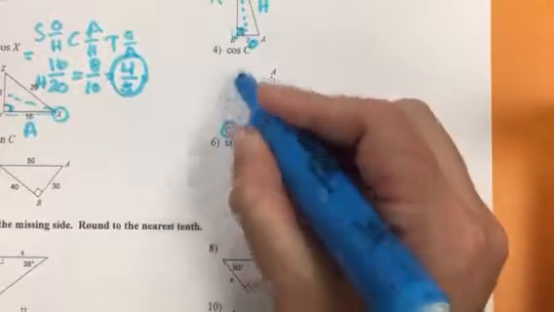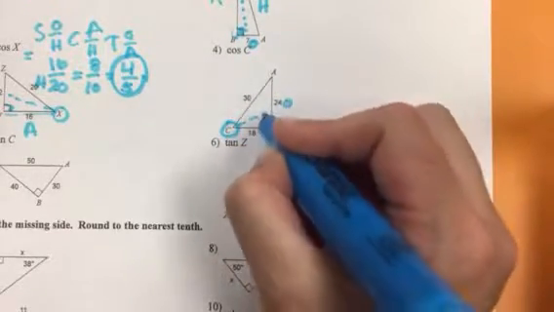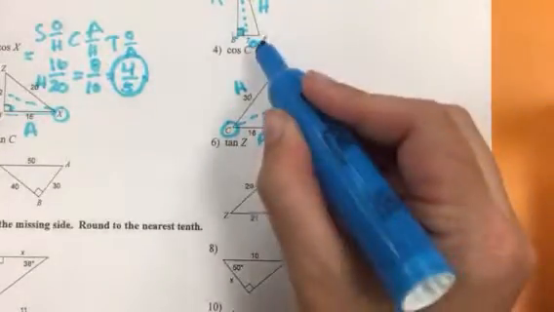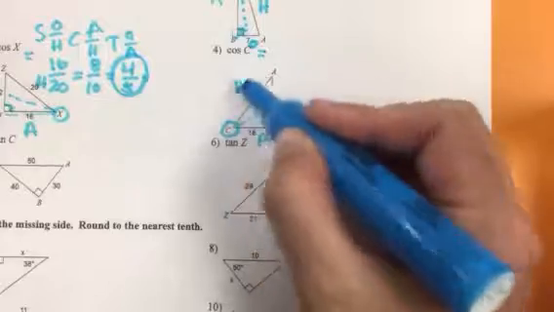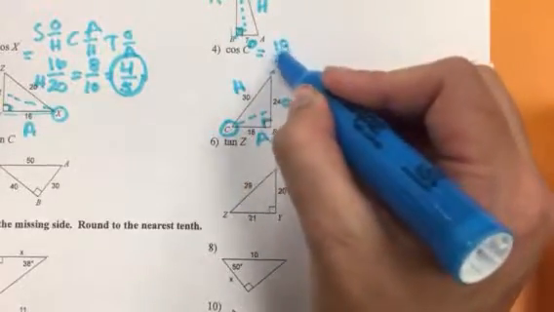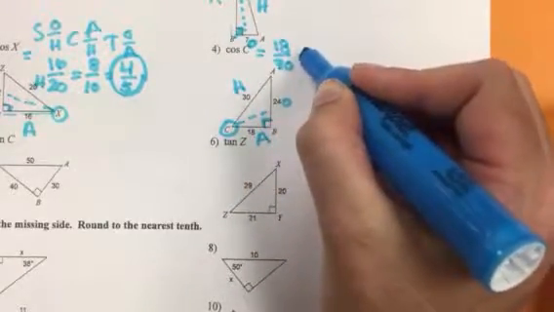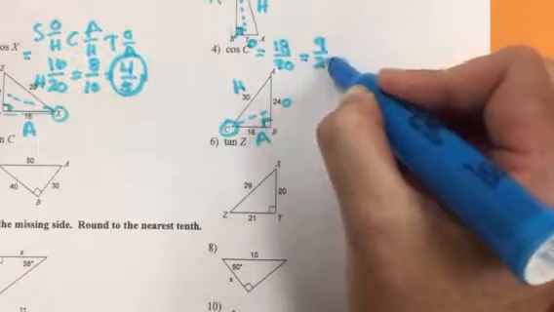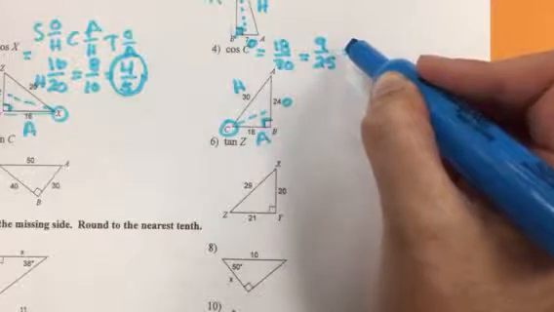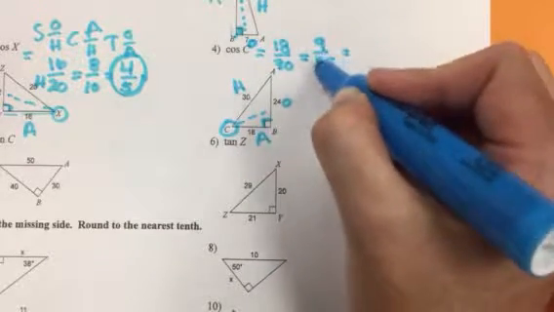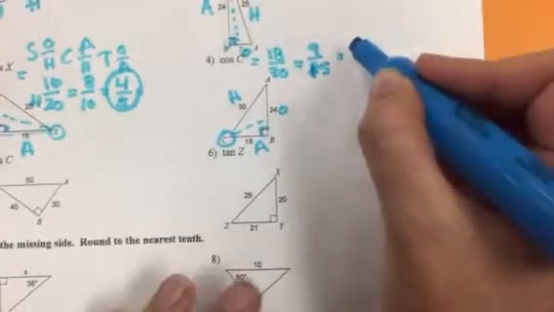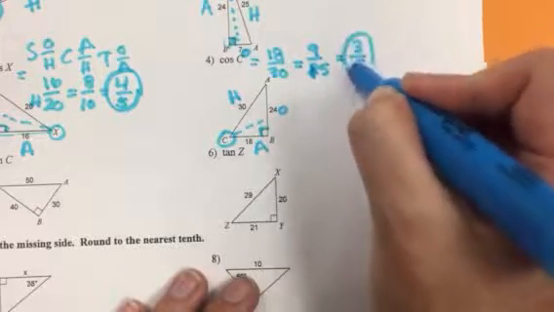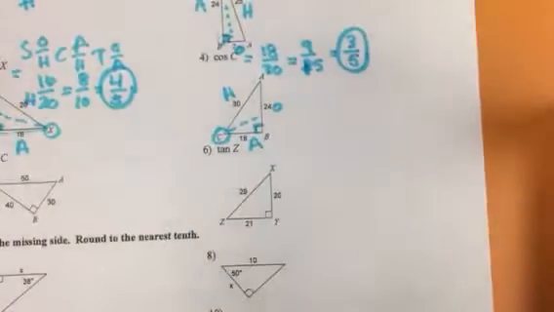Cosine of C, opposite, hypotenuse, adjacent. Cosine is A over H, 18 over 30, which reduces to 9 over 15. 3 goes into 9, 3 times, 3 goes into 15, 5 times. 3/5 is our reduced ratio.